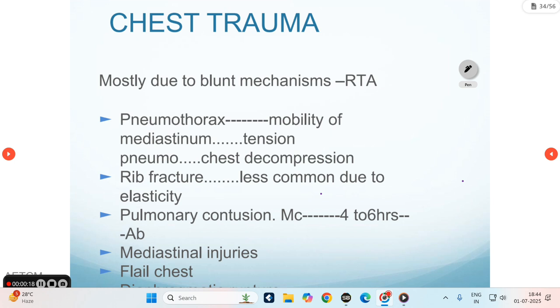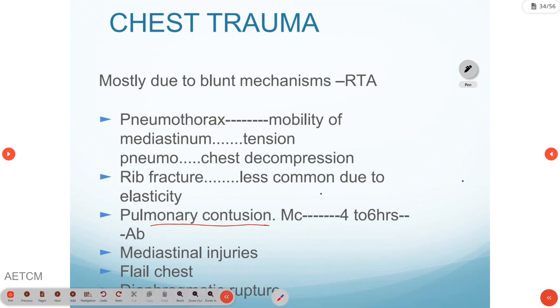Chest trauma is mostly seen in the pediatric group due to blunt mechanisms, mostly motor vehicle accidents. That is one of the most common causes. The most common injury we should anticipate is pulmonary contusion, most commonly seen in the pediatric group. What we have to keep in mind is that when we take an X-ray on presentation to our ER, pulmonary contusion as such may not be visible. It is not mandatory that it will be seen.